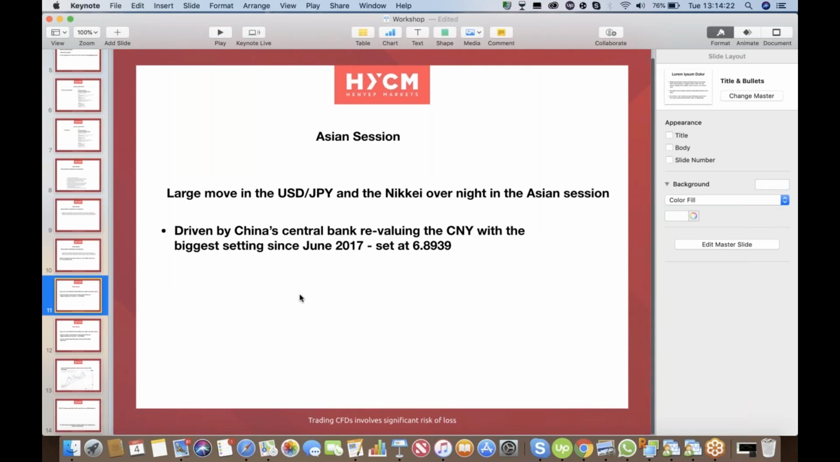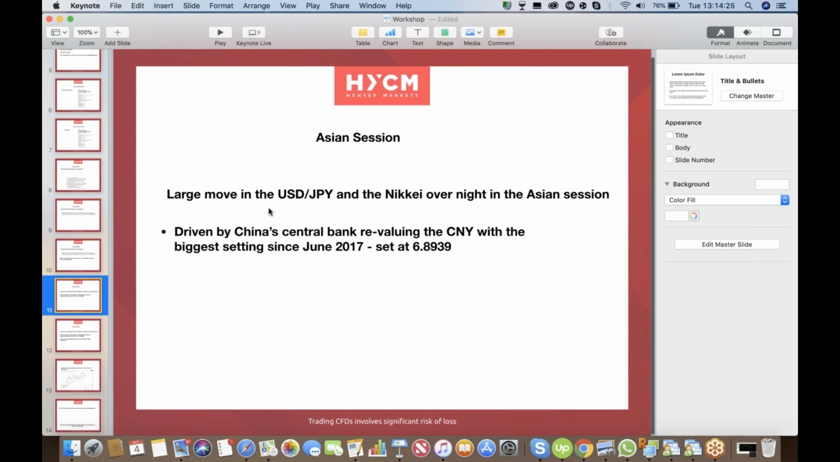Now, the main move last night was a big move in the dollar yen and the Nikkei overnight in the Asian session. Now, this was driven by the China central bank. They revalued the Chinese yuan, the biggest setting since June 2017, set at 6.8939. That weighed heavily on the US dollar and Japanese yen. The moves were quite large for the Asian session.